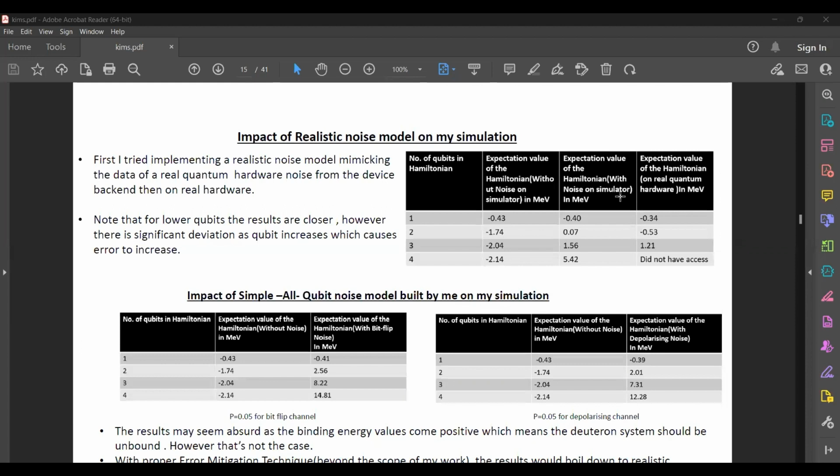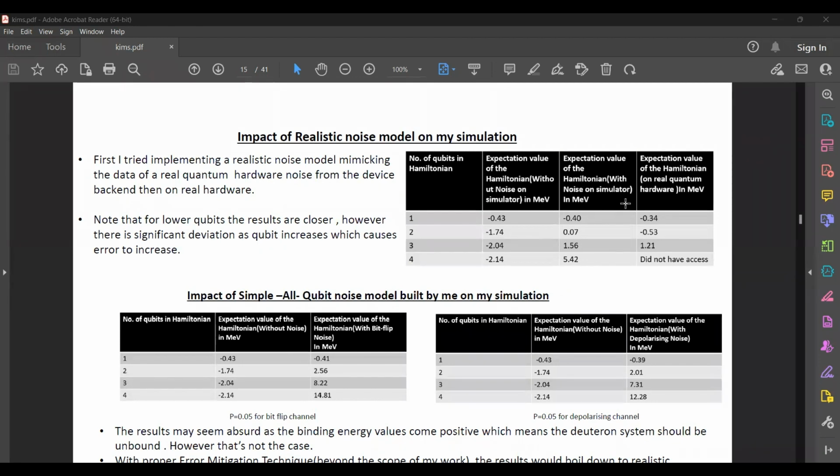But as I am using a noise from this fake noise model, I am getting the first result as negative, minus 0.40, whereas all the other three results are coming positive. So that questions our concept that deuteron is no longer bound in the ground state. But we don't have to worry about that because these are all noisy results. And if I use some quantum error correction or quantum error mitigation techniques, this can be refined to give us our results, which will again be negative, and which will match with the fact that deuteron in the ground state is a bound system.